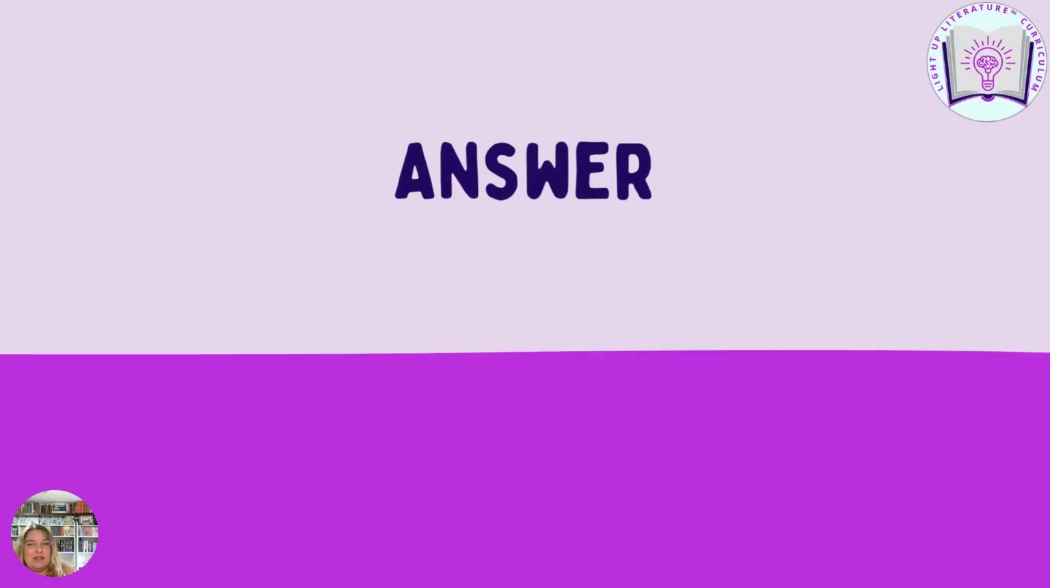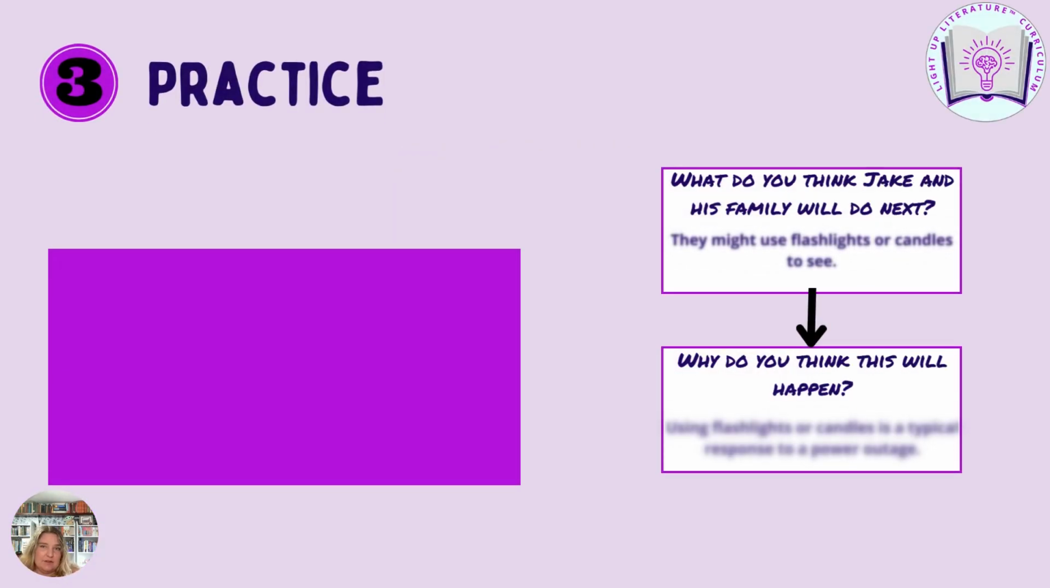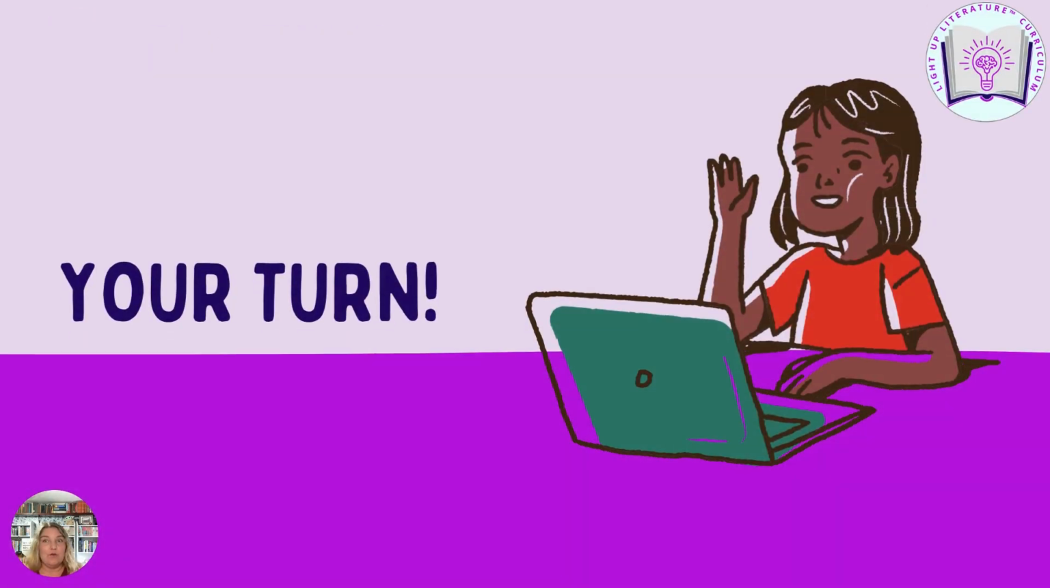Now, let's see what some of the possible answers are. So they might use flashlights or candles to see. And why would they do that? Because using flashlights or candles is a typical response for a power outage. Like, we usually know that. If you have a lot of them, you might have special generators to take care of that situation. But those are some options on practicing foreshadowing.